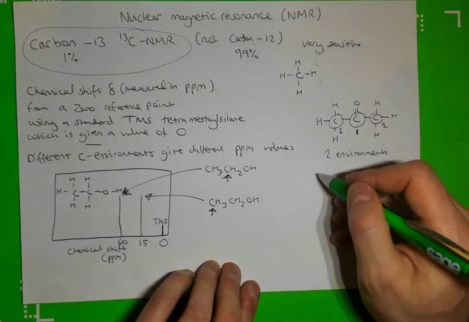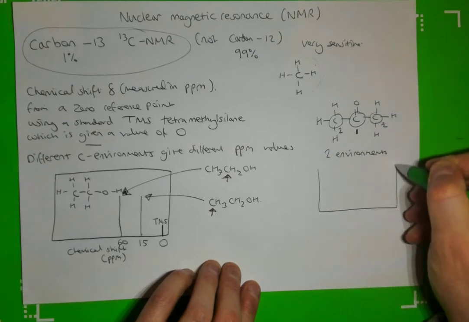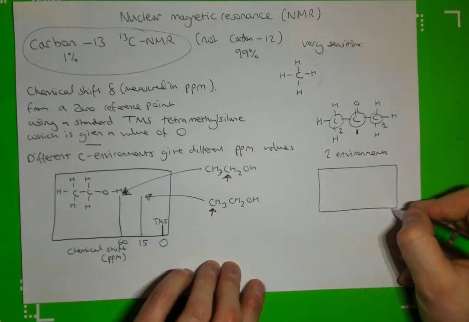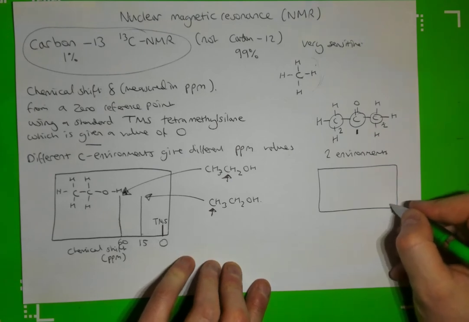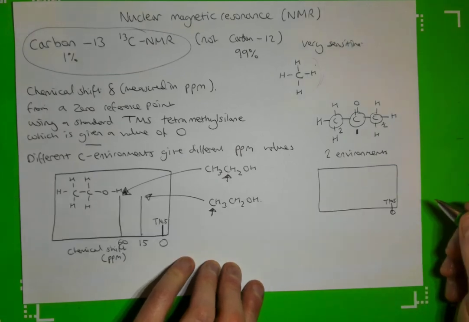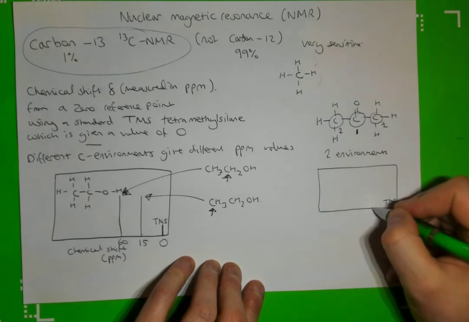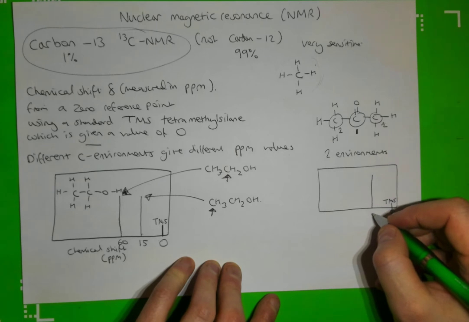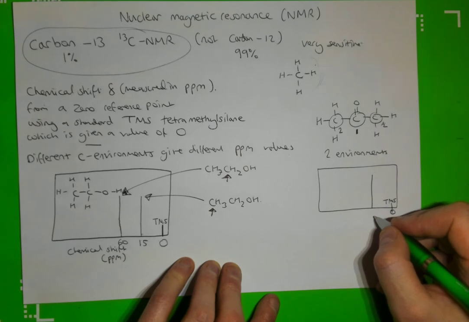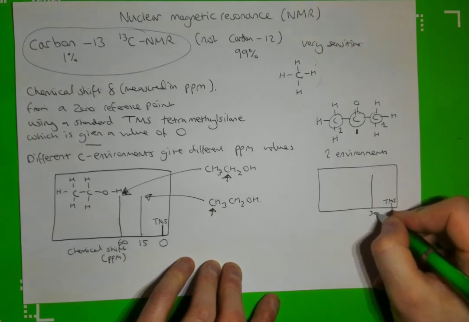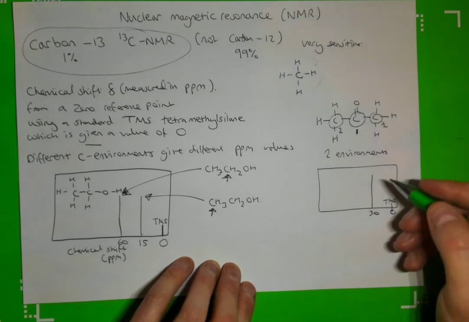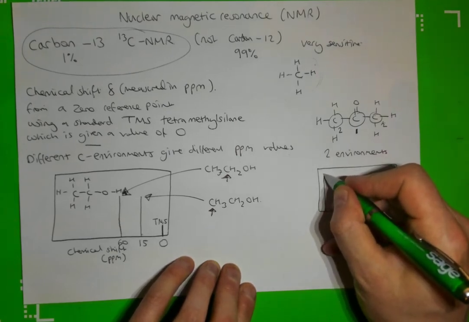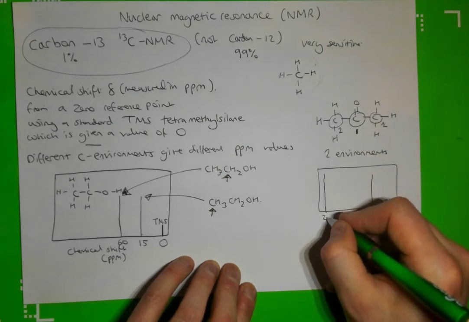So for this one, you'd probably see a spectra which looks a little bit like this. You'll have your TMS standard here at 0, and then a peak right down at the bottom here, roughly, let's say, 30, and another one right up the top here at 200 and something, let's say 205.